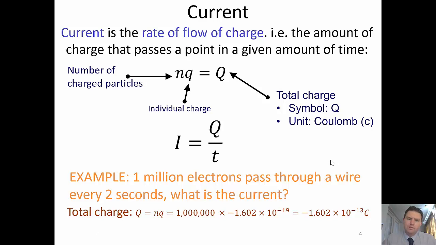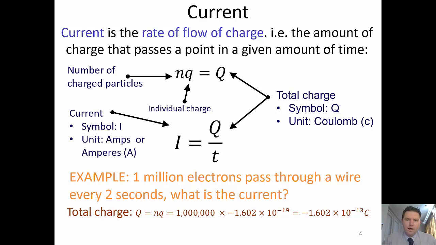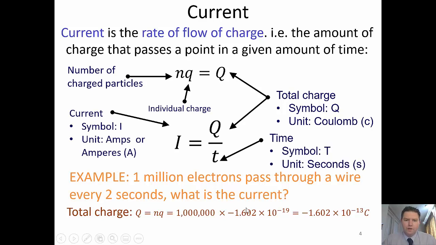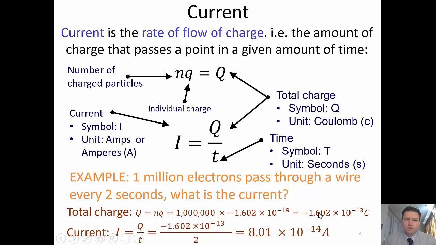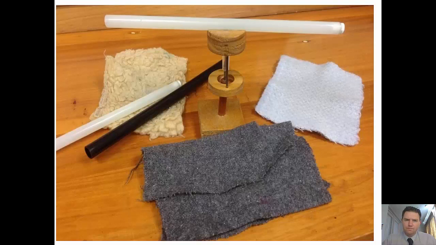So what is current? Well, current is the symbol I, measured in total charge divided by a period of time. And so if we were to look at this, we had 1 million electrons, so that amount of charge divided by 2 would give us 8 times 10 to the minus 14 amps.